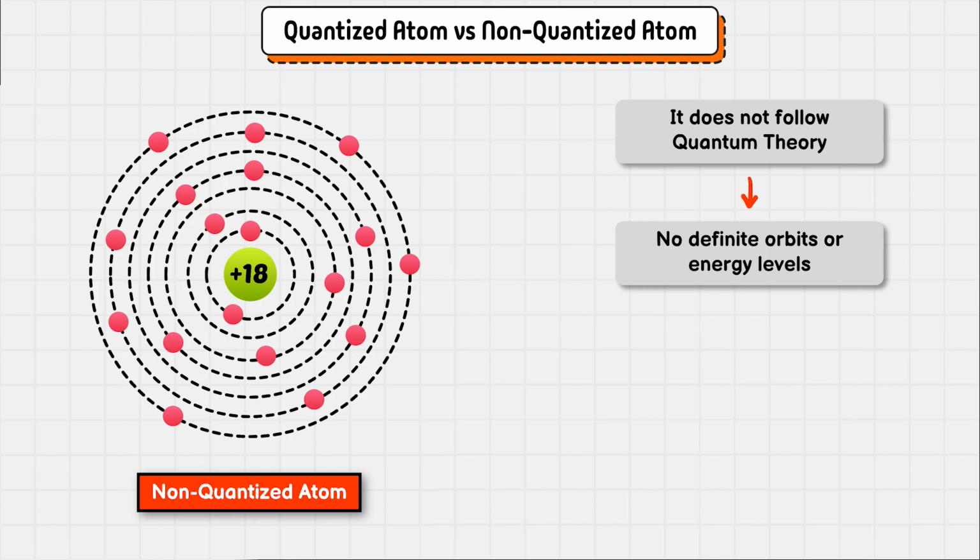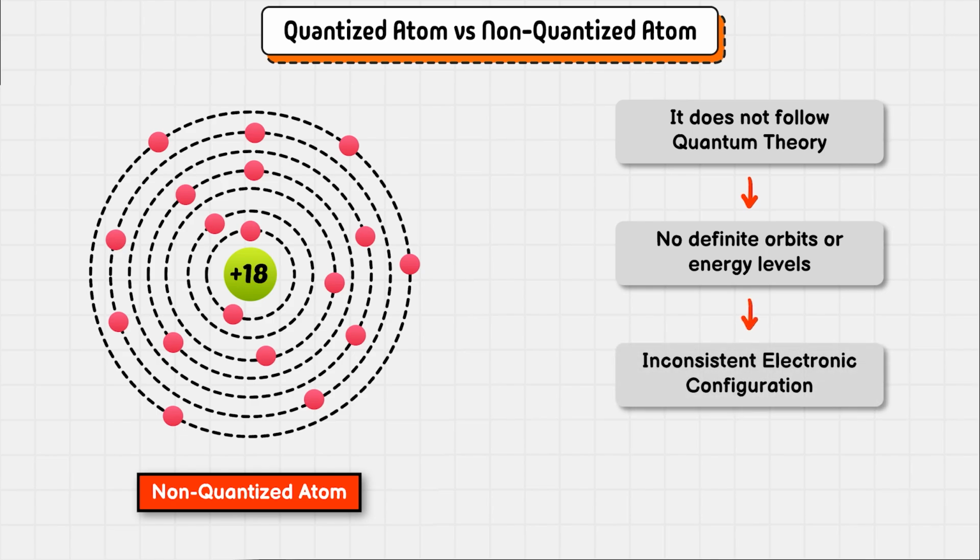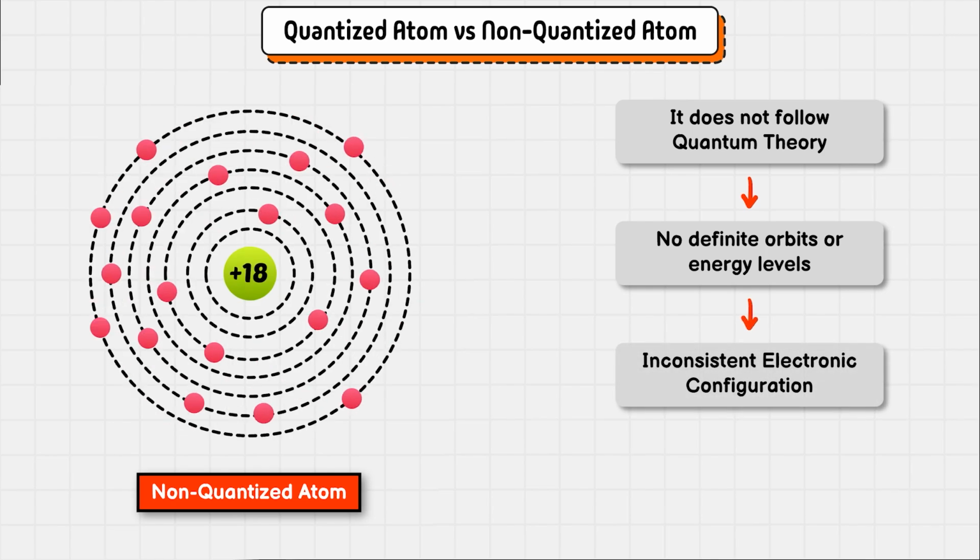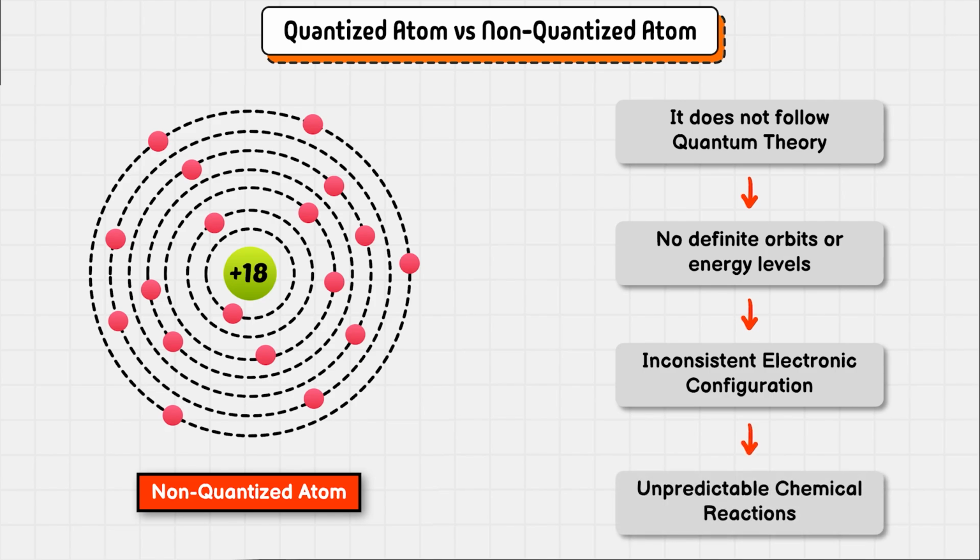Due to this random electronic distribution, no two atoms of an element would share the same electronic configuration. This random electronic configuration would, in turn, lead to completely unpredictable and inconsistent chemical behavior of atoms. Because the chemical behavior of atoms depends on these electronic arrangements, chemical reactions would become inconsistent, and every time you perform a chemical reaction, you would get a different outcome each time.